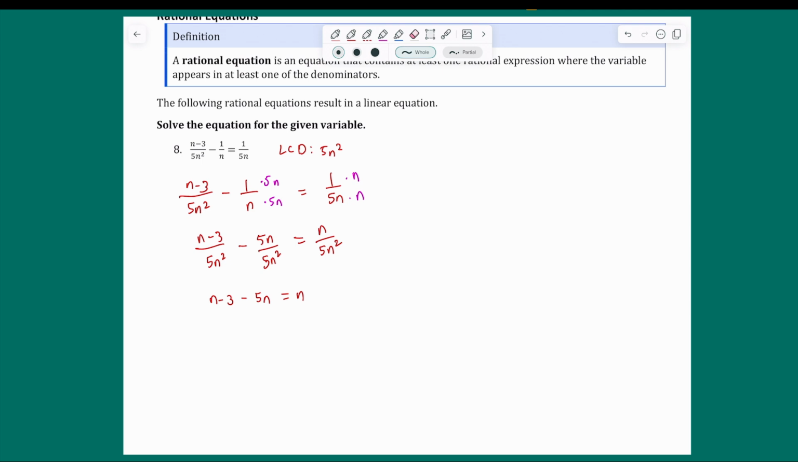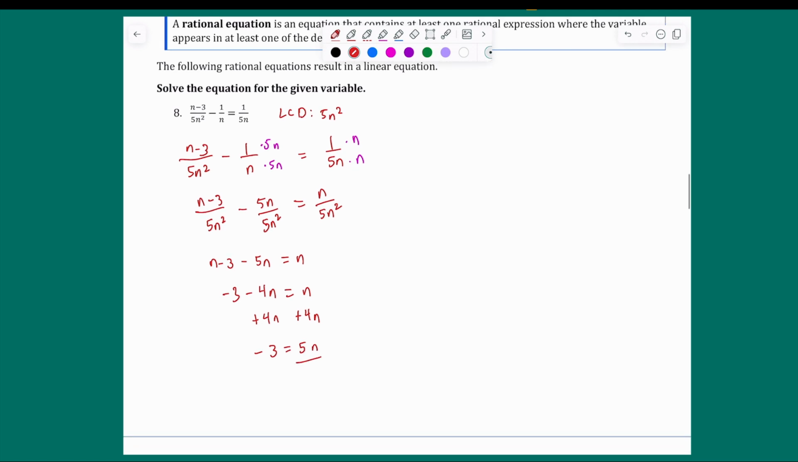Combine our like terms, so we have minus 3 minus 4n equal to n. And then I'm going to add 4n on both sides to get negative 3 equals 5n. Now we could just divide both sides by 5. And that will result in negative 3/5 equals n, or n equals negative 3/5.